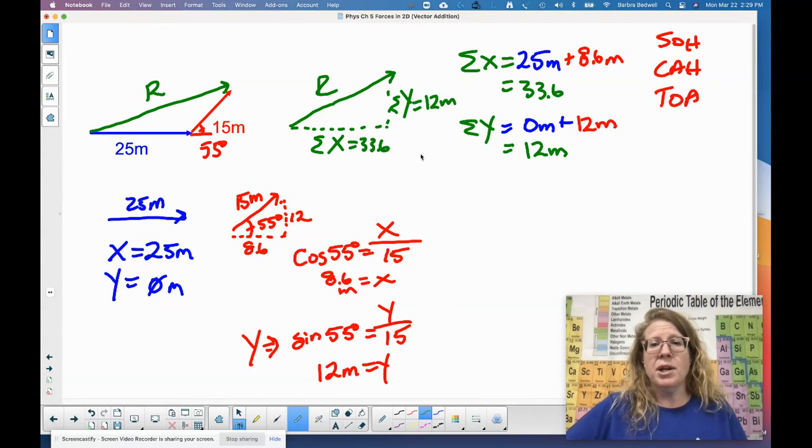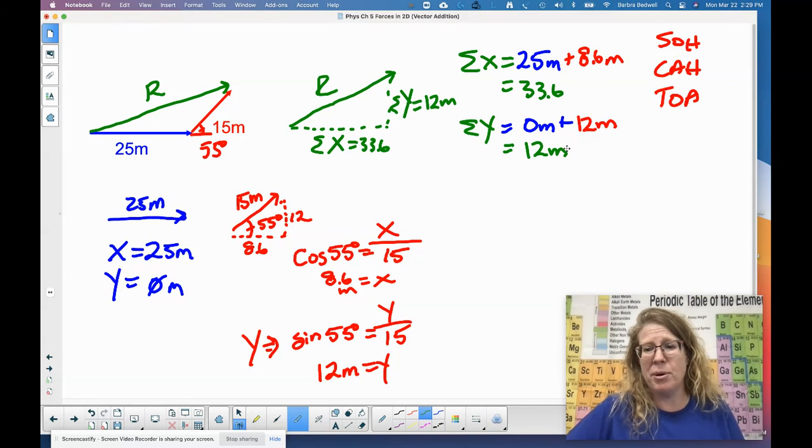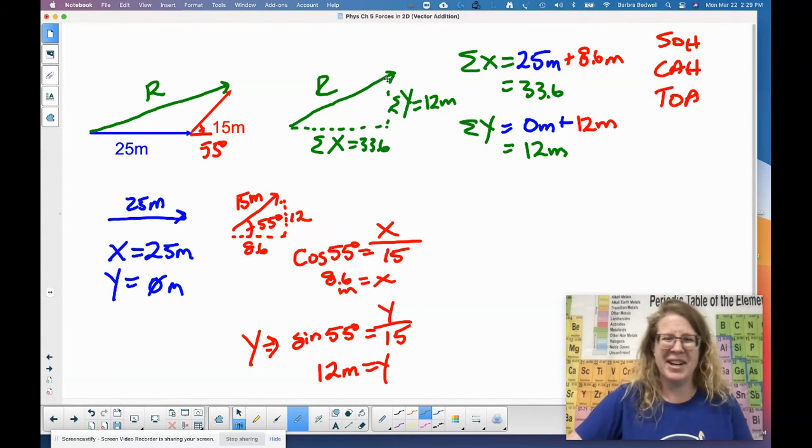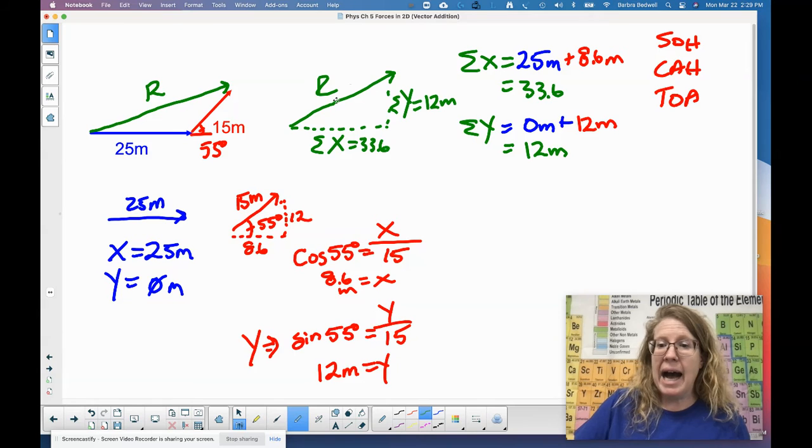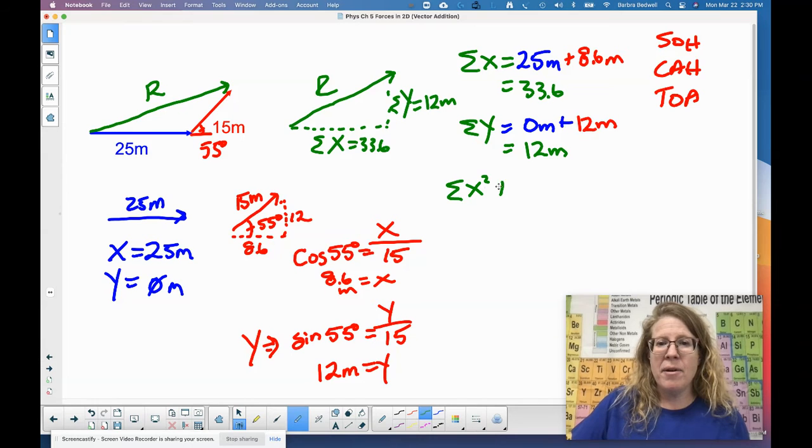Again, lots of times you're going to have two different angles, right? Blue would have both x and y, and the red one would have both x and y. I just kind of shortened it up in this particular case. So now, if we know that our resultant vector is a total of 33.6 meters to the right and 12 meters to the north, now we can use the Pythagorean theorem to figure out what our value is. x squared plus y squared equals r squared. So this is 33.6 squared plus 12 squared equals r squared.